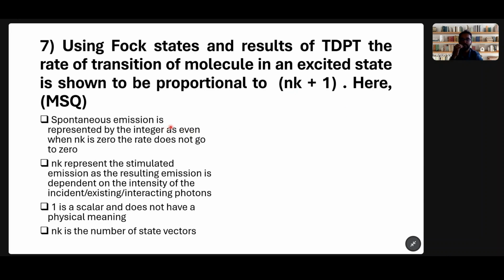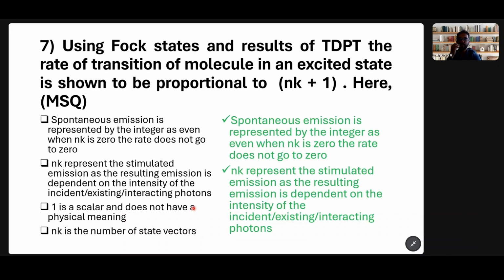So when we look at the first option, which says spontaneous emission is represented by the integer as when nk is 0 and the rate does not go to 0, this is true. And nk represents the stimulated emission as the resulting emission is dependent on the intensity of the incident or existing or interactive photons. That is also true. And if you see the C and D option, both of them are polar opposite to A and B option, so it won't hold true. So the correct options are options 1 and 2, where your integer represents your spontaneous emission and your nk represents the stimulated emission.